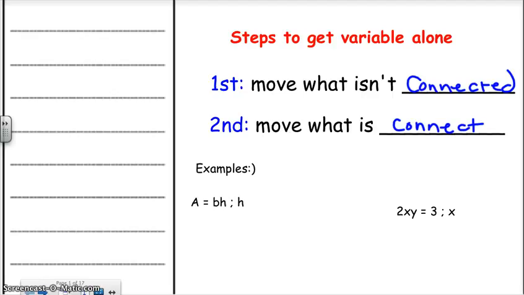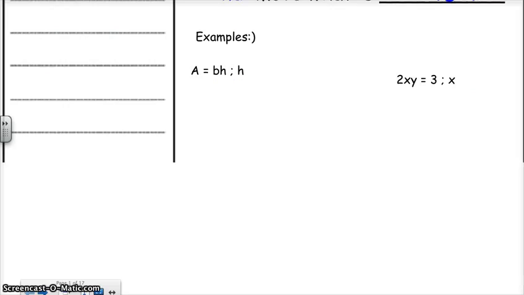Here's an example. A is equal to B times H. That means area is equal to base times height. Okay, I want to solve for H. My strategy: I underline the H. That's what I want to get by itself. So I want H alone.